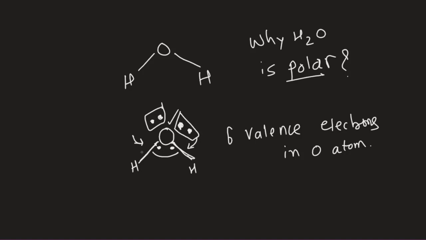So the dipole moment is created and it is shown like this. You can see that there are two dipole moments, one each between one of these bonds. This is the first dipole moment, this is the second dipole moment. And if you look at the whole molecule, the net dipole moment will be like this, in the opposite direction. So this will be the net dipole moment.